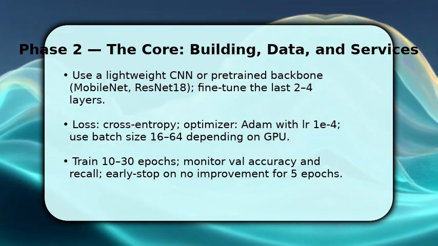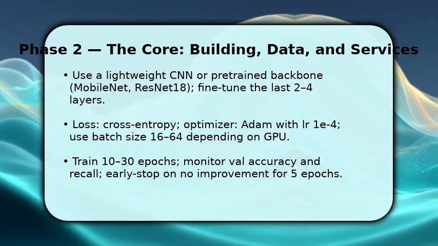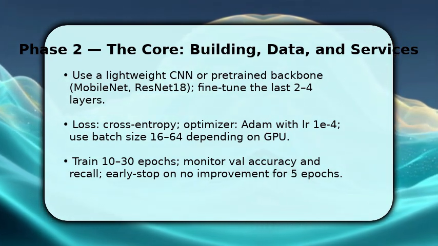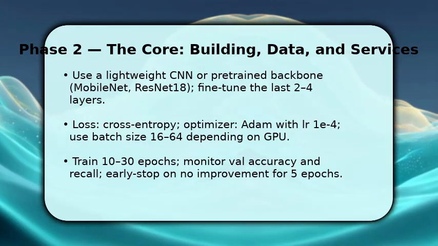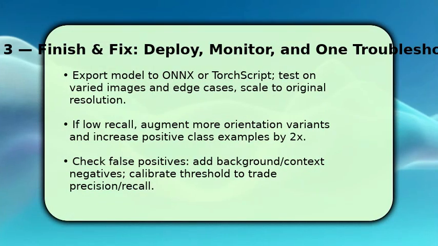Once training starts, watch validation accuracy, precision, and recall. Adjust LR scheduler, and stop early if there's no improvement for 5 epochs to avoid overfitting. Finally, export the final checkpoint to ONNX or TorchScript and run inference on full-resolution images. This verifies that resizing didn't break predictions.